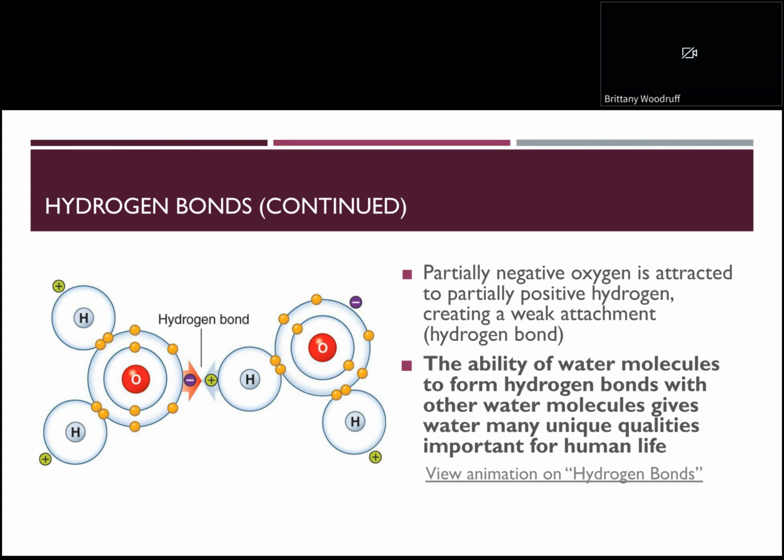Those negatives are going to be attracted to hydrogens. So it ends up creating this hydrogen bond. It does not create a new molecule, it just makes things stick together. So hydrogen bonds are a weak attraction between a slightly positive hydrogen atom and a partially negative oxygen.